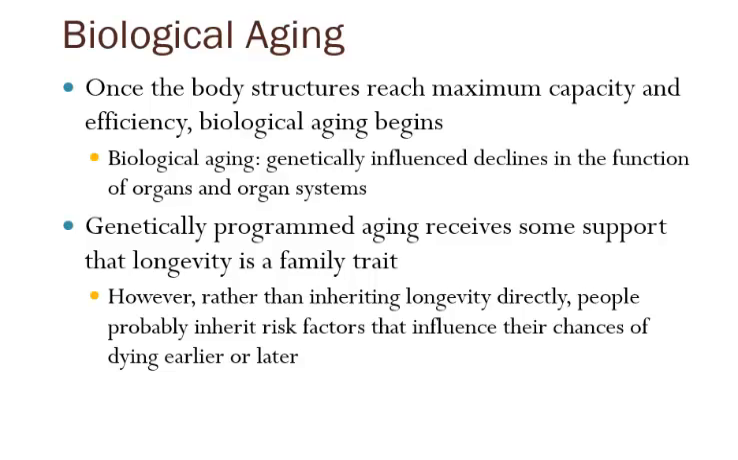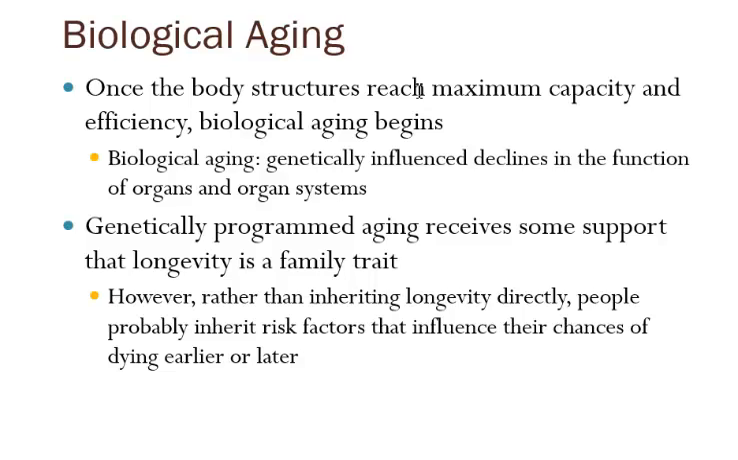Of course, a teenager also undergoes biological aging, going from the form of a child at age 12 or so to the form of an adult at age 16 or 17. Once the body structures reach maximum capacity and efficiency, biological aging begins. Aging is the decline of the organs and the organ systems. Once a child reaches age 15 or 16, a child may be at maximum capacity in terms of development, in terms of height, in terms of everything.